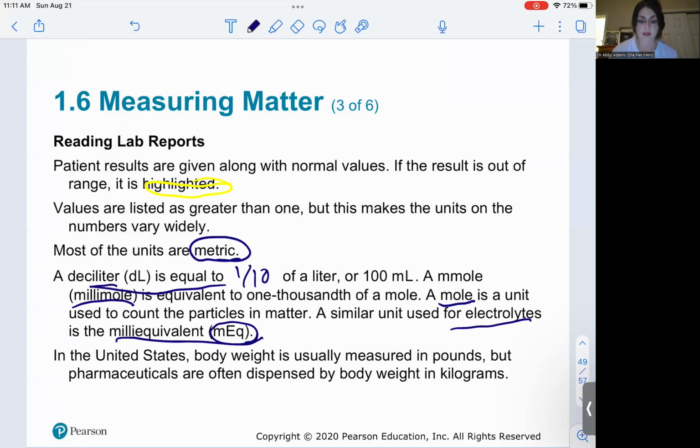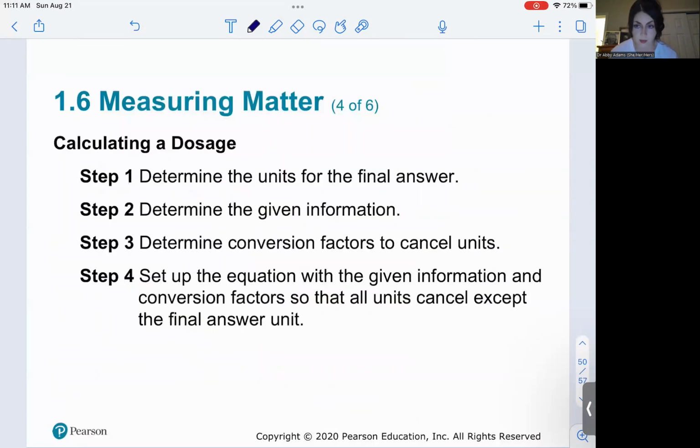In the US, we talk about weight in pounds. Remember, that's the unit. You don't just say I weigh 100, you say I weigh 100 pounds. But pharmaceuticals often are dispensed by body weight in kilograms. That means you're going to have to do a lot of converting. Keep that in mind, and we're going to work a lot of problems like that. When you get these problems, you want to determine the units for the final answer. So what am I looking for?